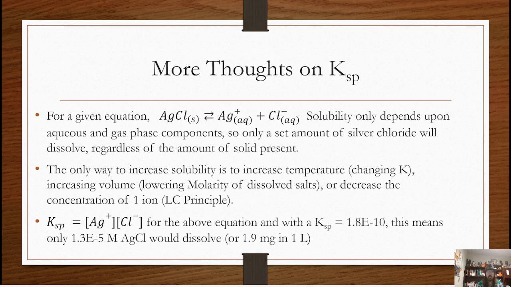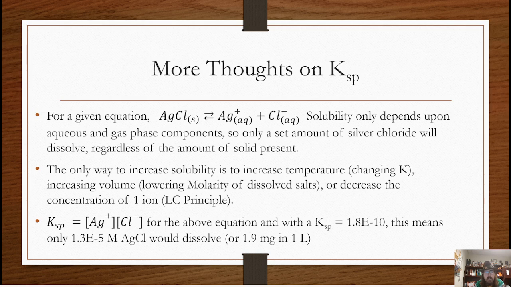The only way to really increase the solubility is one of three ways. One, increasing the temperature, which will change the equilibrium constant K. So if this is endothermic, raising the temperature will increase the solubility. Two, we can increase the volume, thus lowering the relative molarities of the dissolved salts. If 1 gram dissolves per liter and you up it to 2 liters, then 2 grams can dissolve. Essentially, Q gets smaller, and so it has to go towards more products to get back to K. Three, by removing one of the ions through Le Chatelier's principle.